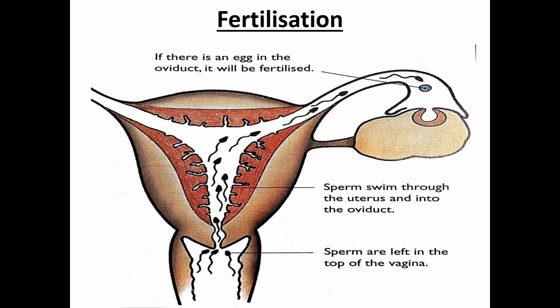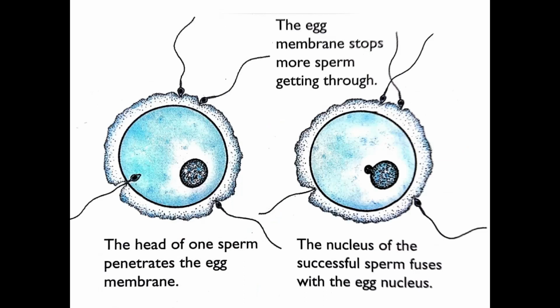Okay? So fertilization, this is how it happens. If there is an egg in the oviduct, it will be fertilized once the sperm has entered the uterus, and the sperm will swim through the uterus and to the oviduct to find the ovum, and the remaining sperm are left at the top of the vagina. Okay, once most of them have traveled up already, the egg membrane stops more sperm from getting through. It only lets one penetrate. It means of all the millions of sperm that passed through, only one can go into the egg.